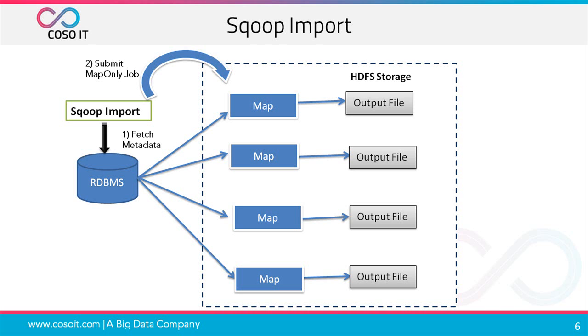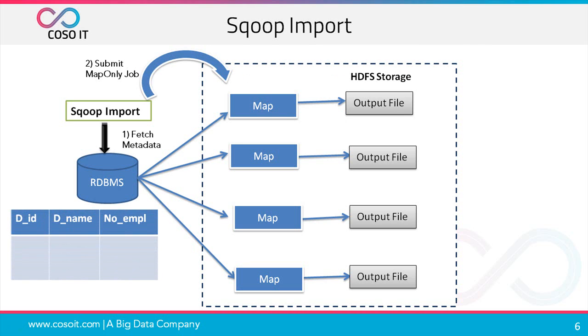Sqoop by default creates four map tasks and it distributes the input data among the mappers equally to get high performance. Then each mapper creates a connection with the database using JDBC, fetches the part of data assigned by Sqoop, and writes it to HDFS in the form of output files. I'll give you a simple example for this. There is a departments table. First, a parallel connection is created with the table and the table is divided into four equal parts. Sqoop will load the four parts of the table data into HDFS in parallel.